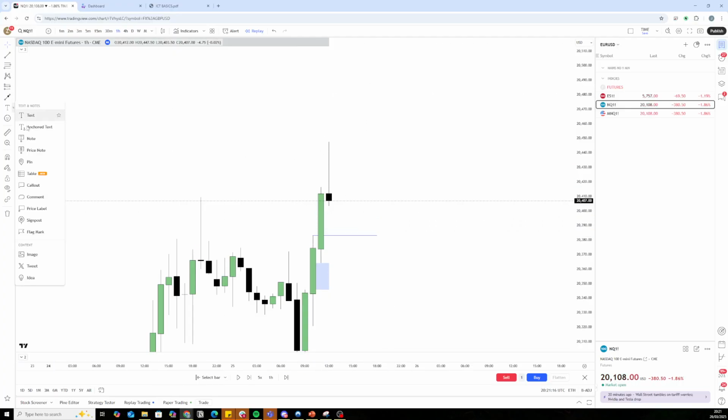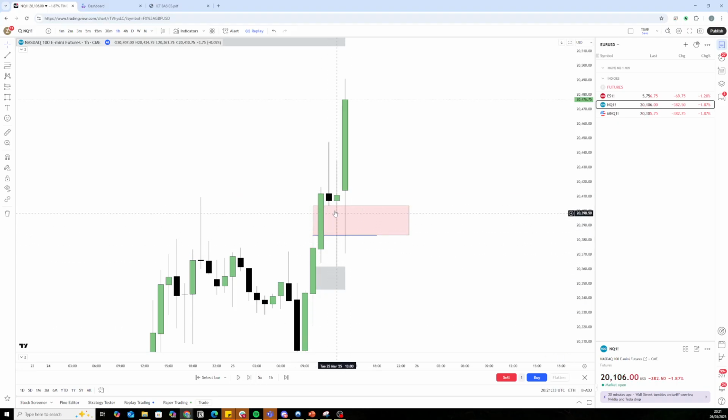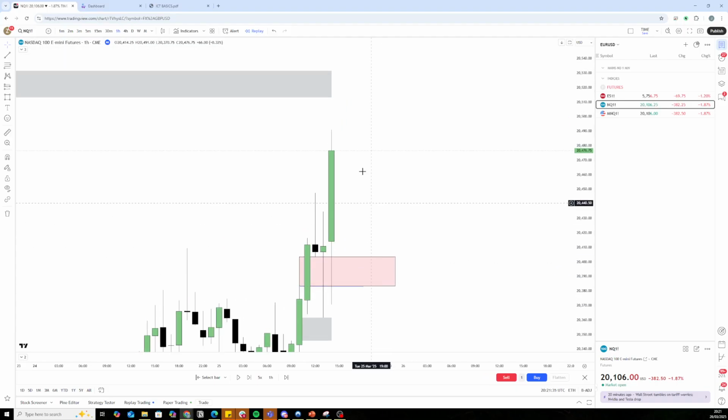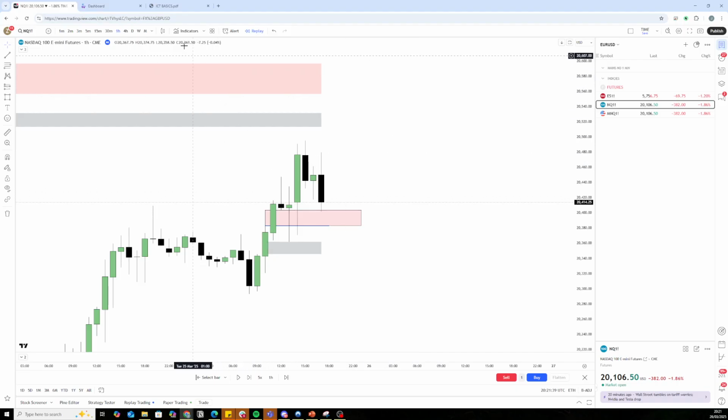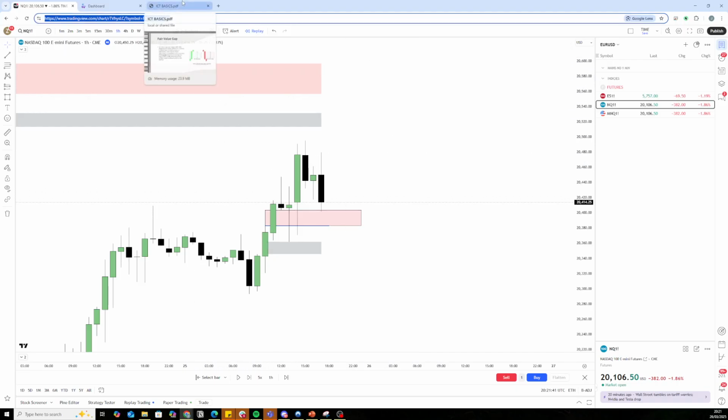So this gap in between here is inefficiency, and the market needs to fill inefficiencies. That's why I say price is either trading to liquidity or to inefficiencies or fair value gaps. So the market fills the inefficiency. This wick fills it, and then it shoots up to the upside. So that's what a fair value gap is. Is everyone clear on what a fair value gap is now?